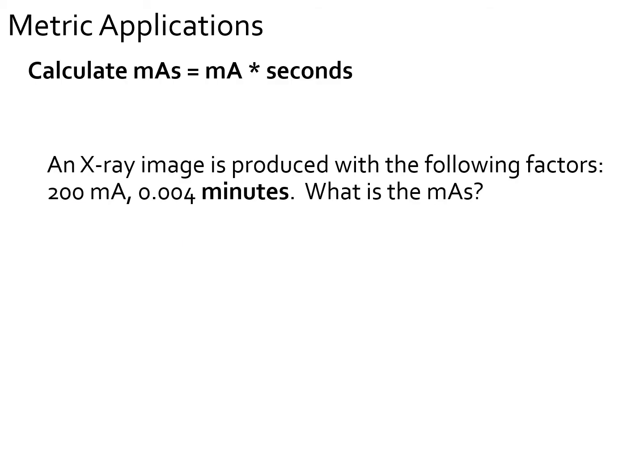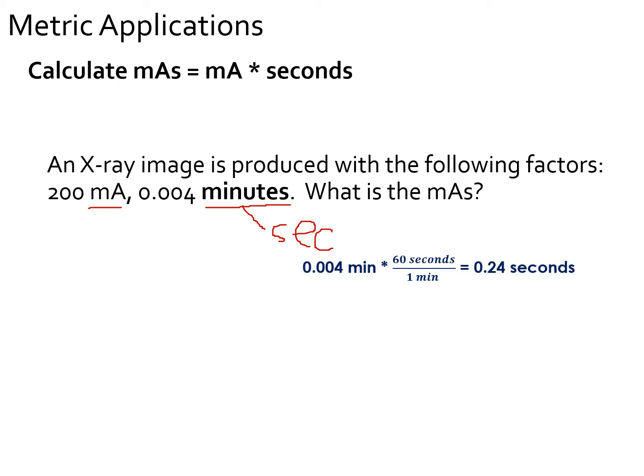Now, the next question, if you're given 200 milliamps and 0.004 minutes, I need to find what the milliamp seconds is. But I can't do that if I have milliamps times minutes. So I need to convert this minutes into seconds. So pause the video and make that conversion. Okay, hopefully everyone got 0.24 seconds.